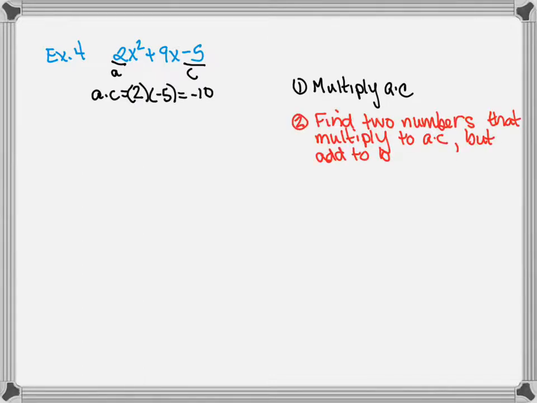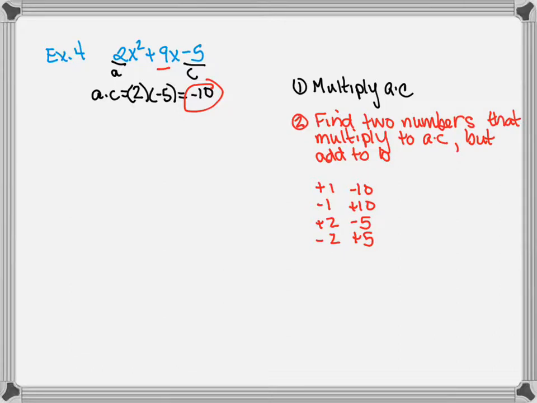Then, just like with the Xbox method, find two numbers that multiply to the product a times c, but add to the b term, which is 9. So we need two numbers that multiply to negative 10, but add to 9. So let's look at our factors of negative 10. We could have positive 1 times negative 10, and negative 1 times positive 10. We could have positive 2 times negative 5. We could have negative 2 times positive 5. Those should be the only ones I can think of that multiply to be negative 10, where we have integers.